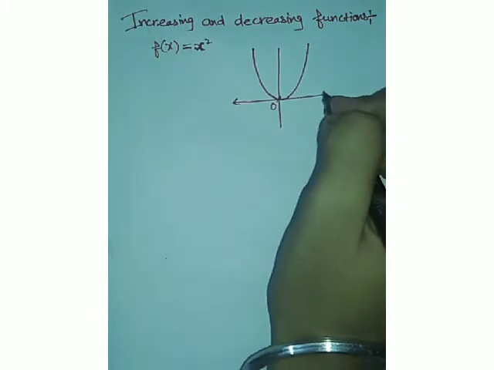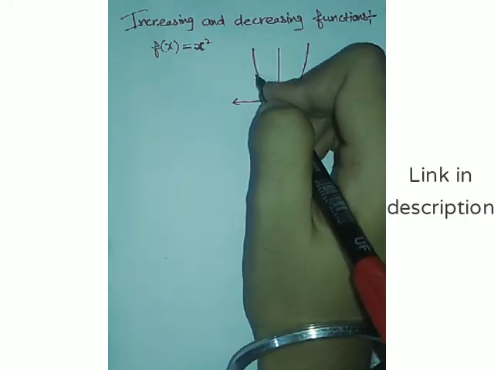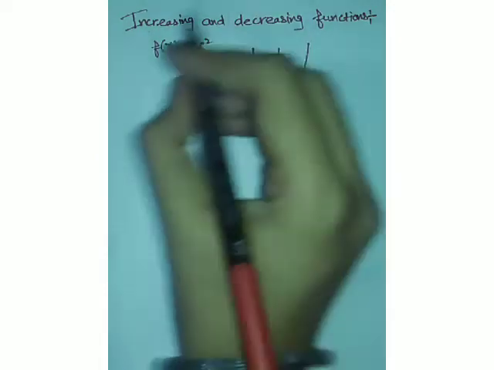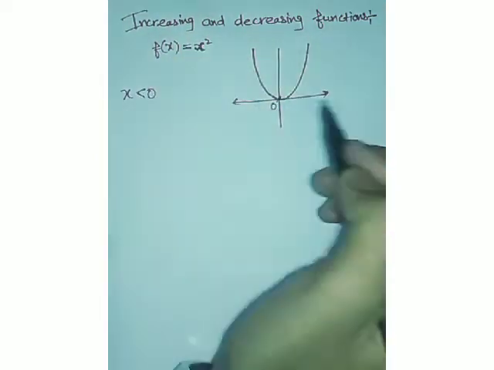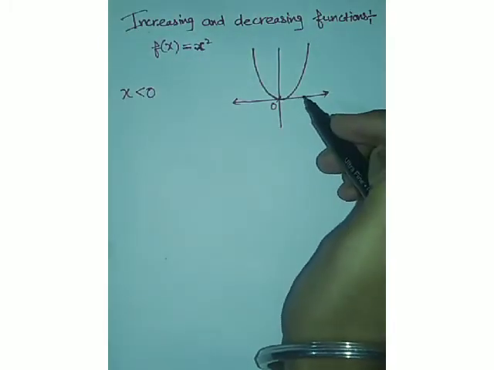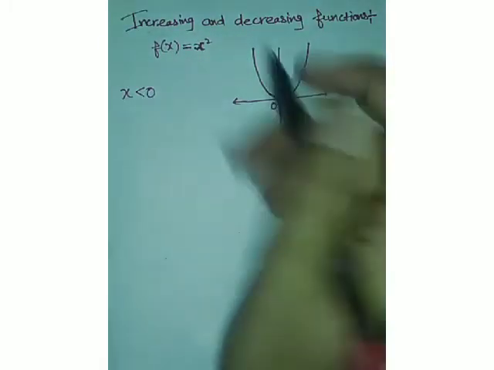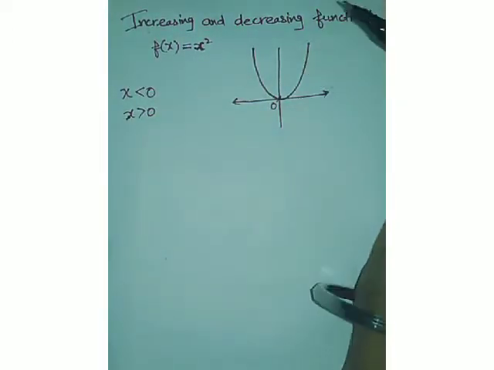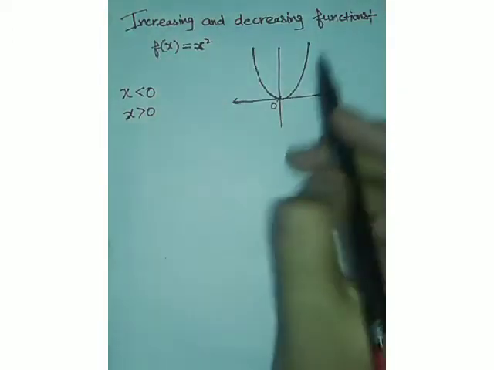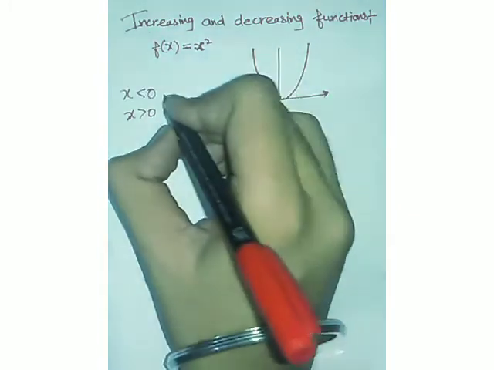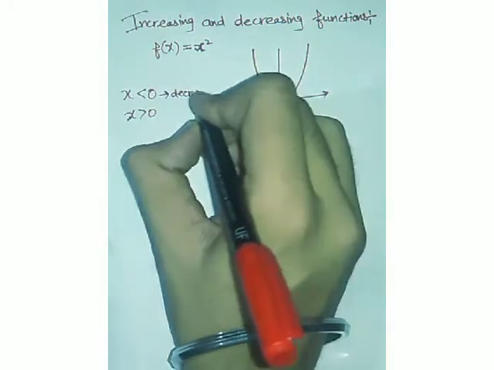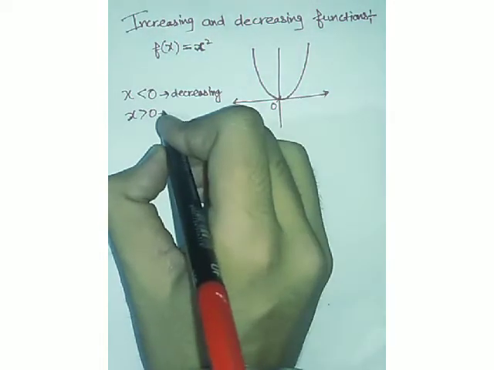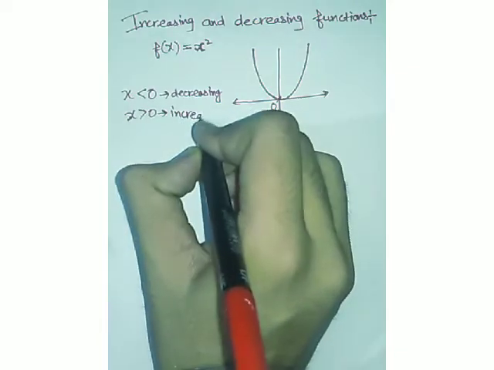The value of f(x) is decreasing for all the real numbers that are less than 0, because on the negative x-axis it is decreasing. But when we move further, when x becomes greater than 0, the value begins to increase. So for all values less than 0, the function is known as a decreasing function. For all values greater than 0, the function is known as an increasing function.